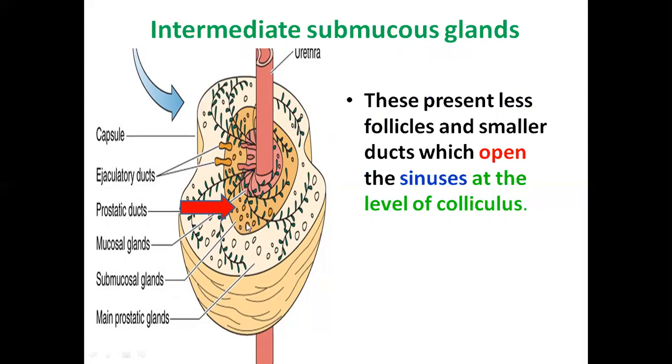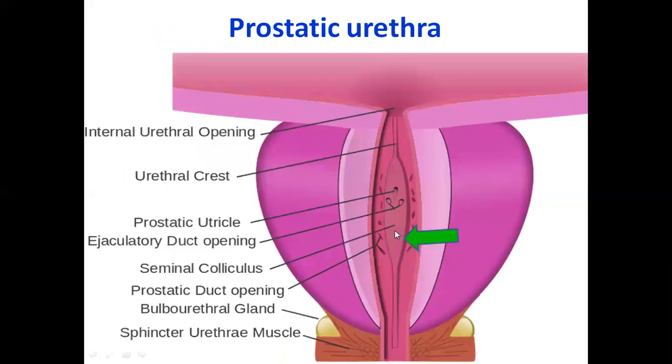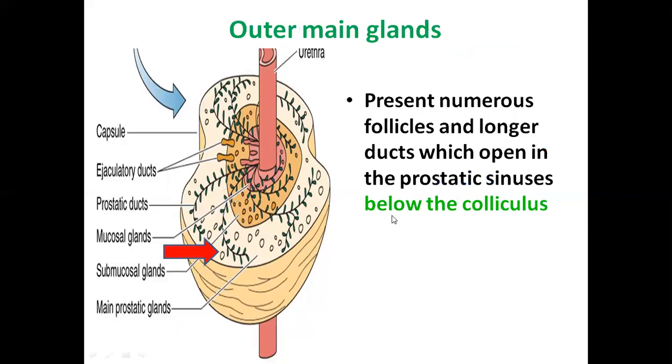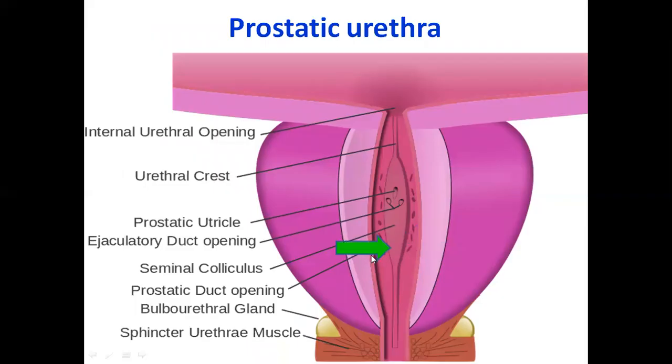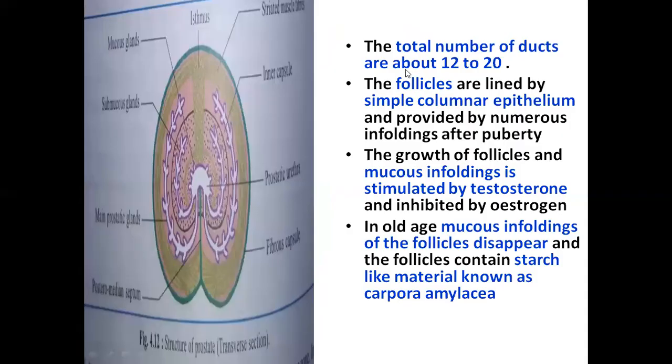The intermediate submucous glands present fewer follicles and smaller ducts which open into the sinuses at the level of the folliculus seminalis. The outer main glands present numerous follicles and longer ducts which open in the prostatic sinuses below the folliculus seminalis. The total number of ducts overall, if you count, is around 12 to 20.